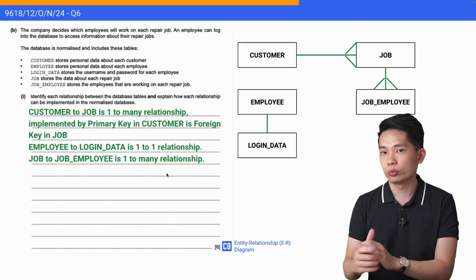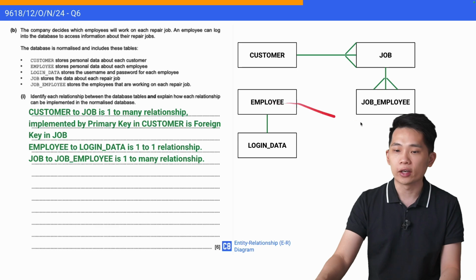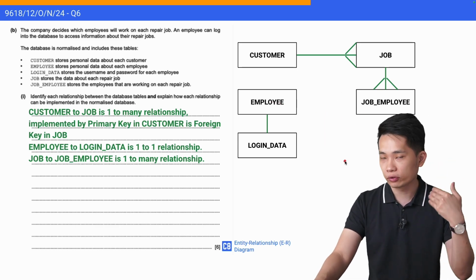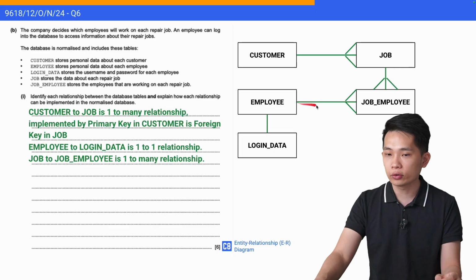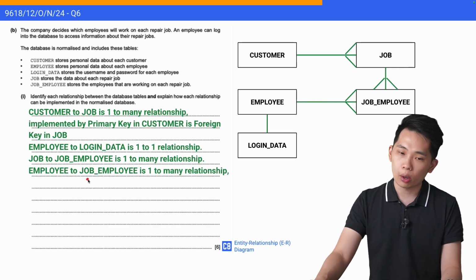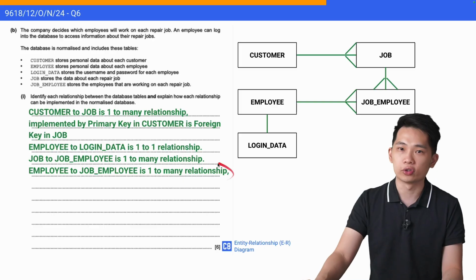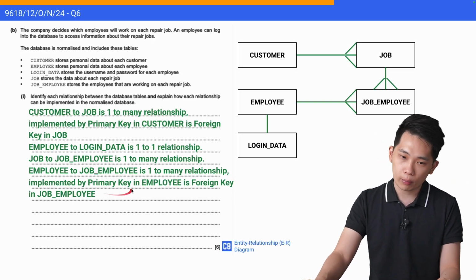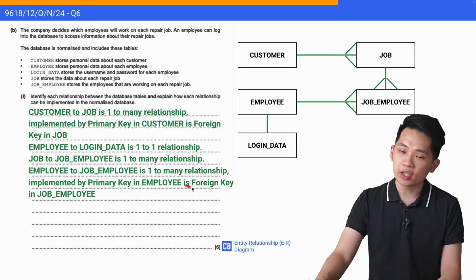The final relationship will be between the employee and the job employee table here. So one employee can take up different jobs. Therefore, it's a one-to-many relationship here. So in the answer, we can write employee to job employee is one-to-many relationship here. And then to get a final mark, we will write implemented by primary key in employee is foreign key in job employee table here.